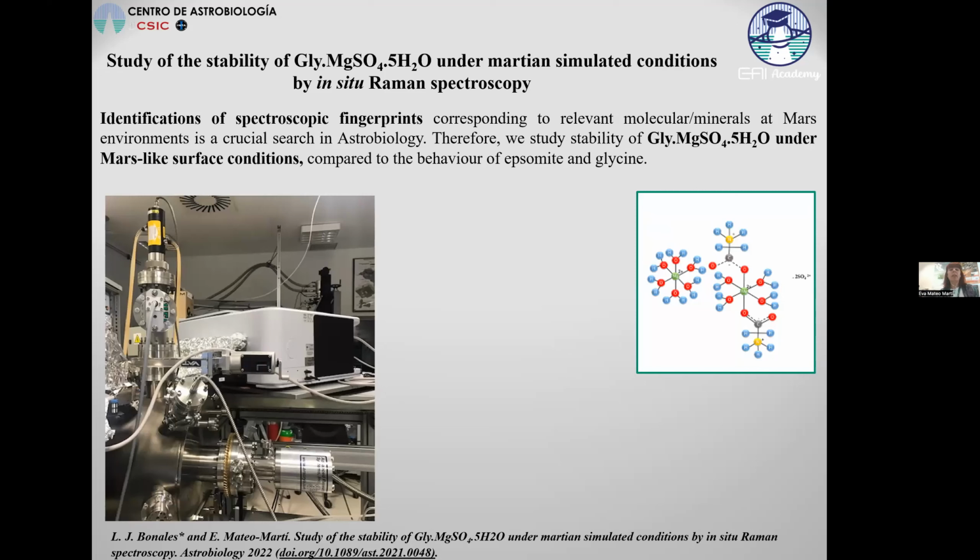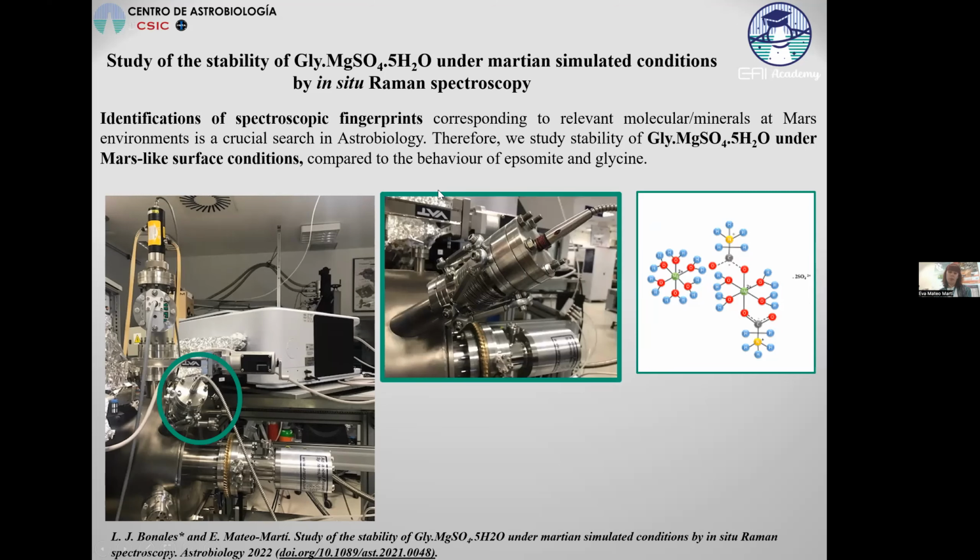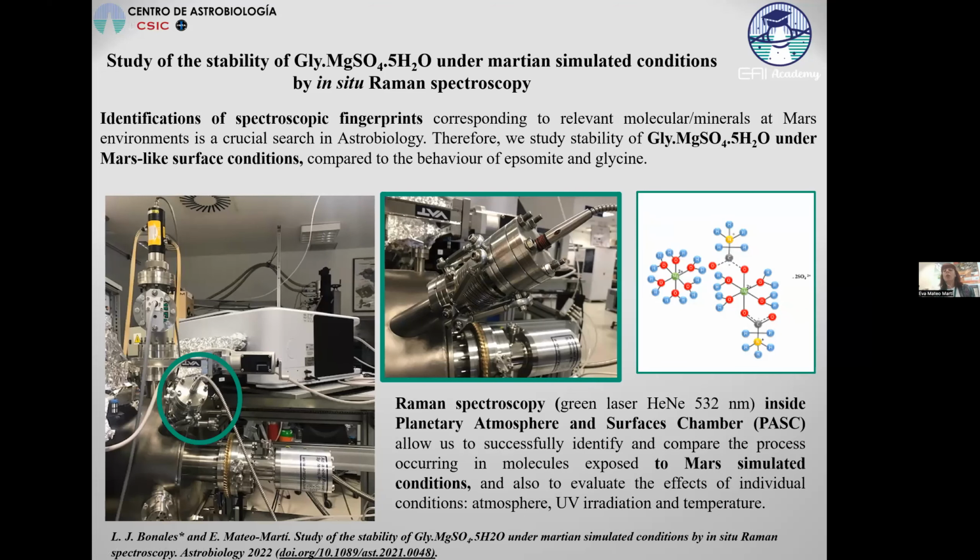If we move on to a different system, this one is a magnesium sulfate glycine compound that we are going to study under Mars simulated conditions. And in this case, I wanted to show Raman results. Here we have the probe, how it's attached to the main body of the chamber. And this is the structure of the compound. For the Raman spectroscopy, we use a green laser, 532 nanometers, and it's inside of the chamber, a few millimeters from the sample. And one of the studies that we have been doing in this system is we can expose the sample to the full condition of Mars, meaning the Mars atmosphere, 7 millibars of CO2, the temperature and UV.